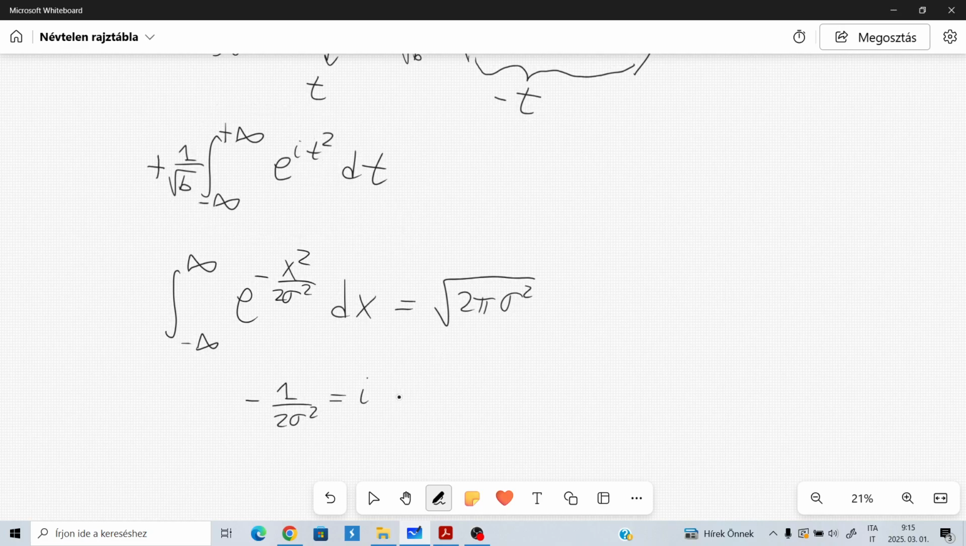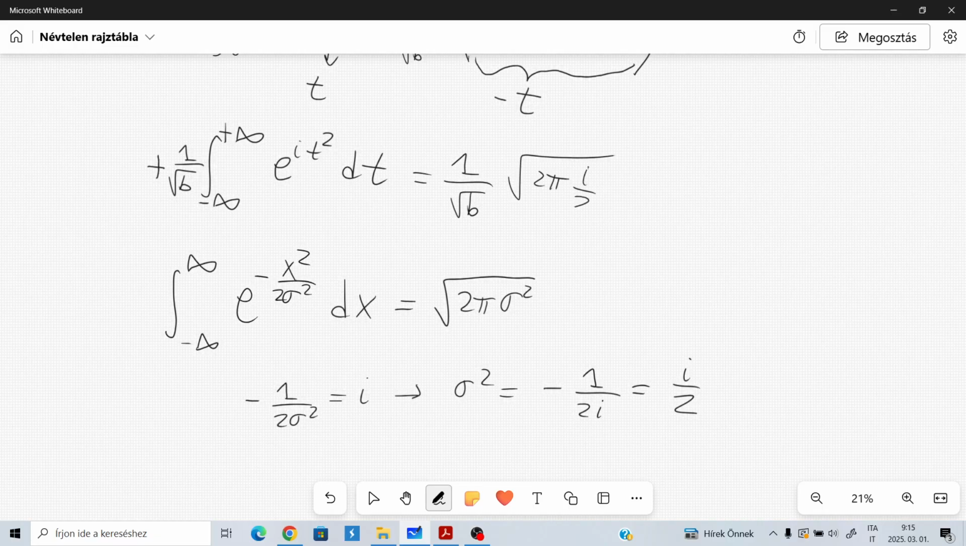So we can see that sigma squared must be equal to minus 1 over 2i, and this can be written as I over 2. Therefore, the result for this would be 1 over the square root of b times the square root of 2 pi times sigma squared, which is I over 2. So we can cancel this, and we get the square root of pi I divided by b.